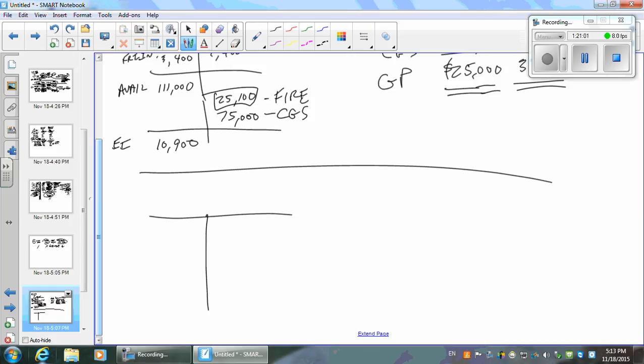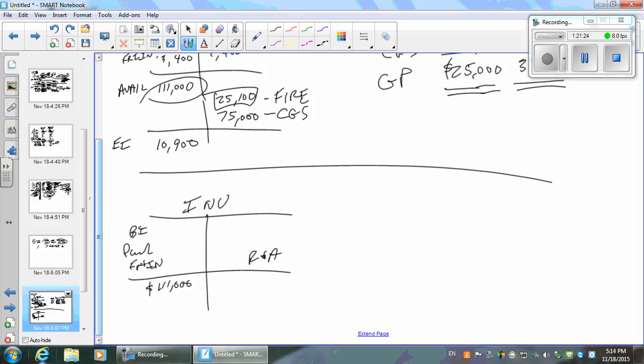Okay? So my inventory, what did I start with? Beginning inventory, plus my purchases, plus my freight in, everything's the same, isn't it? Less my returns and allowances. What did all that total to? 111. So I wouldn't redo it all, I know it, right? Everybody agree with that? It's 111. Okay, what's my ending inventory? 10.9.